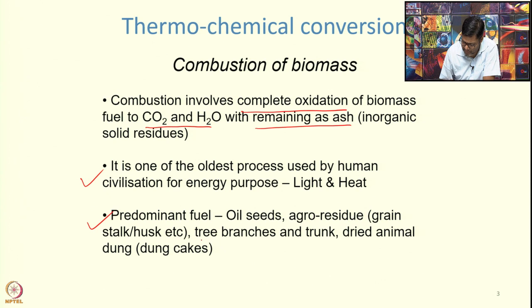Plus there has been a tradition of collecting tree branches and broken trunks, collection of firewood from the nearby jungle or from the villages, which has been the key cooking fuel for centuries, or probably thousands of years. Then another is the dried animal dung. Dried dung cakes are still quite common in our villages, and this is a very good process to get rid of animal waste, especially in rural areas. So, this is basically the combustion process, technically speaking.